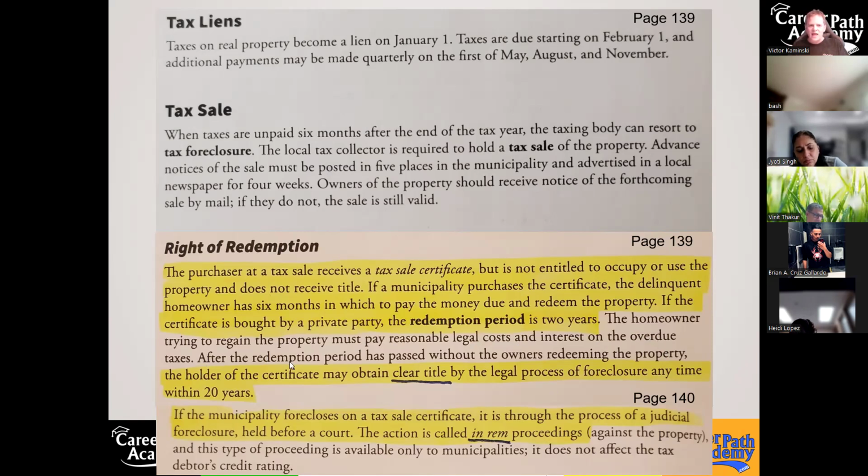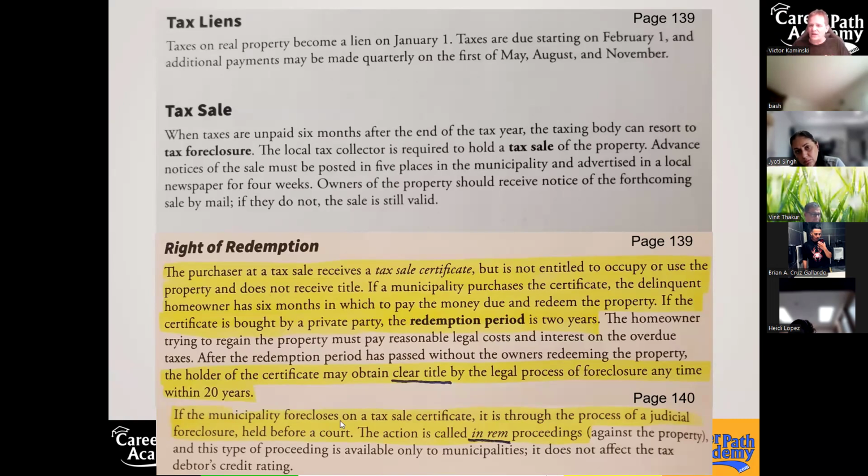The homeowner trying to regain the property must pay reasonable legal cost and interest on the overdue taxes. After the redemption period has passed without the owners redeeming the property, the holder of the certificate may obtain clear title, meaning it wipes out all other liens, even a first mortgage that may be on the property, by the legal process of foreclosure anytime within 20 years. I would not wait 20 years because who's paying the taxes in the meantime? If nobody's paying the taxes, there could be another tax auction that comes up. So someone else will have a tax certificate and then they could foreclose on you if you don't pay them.